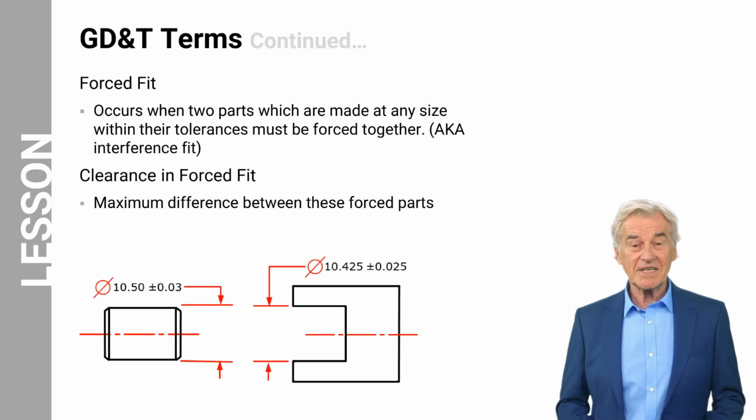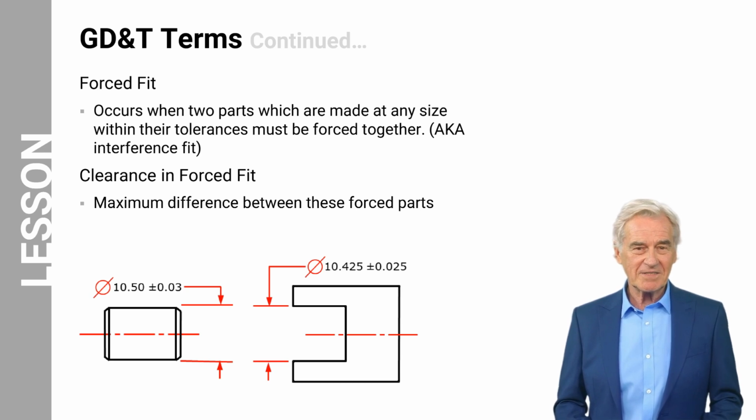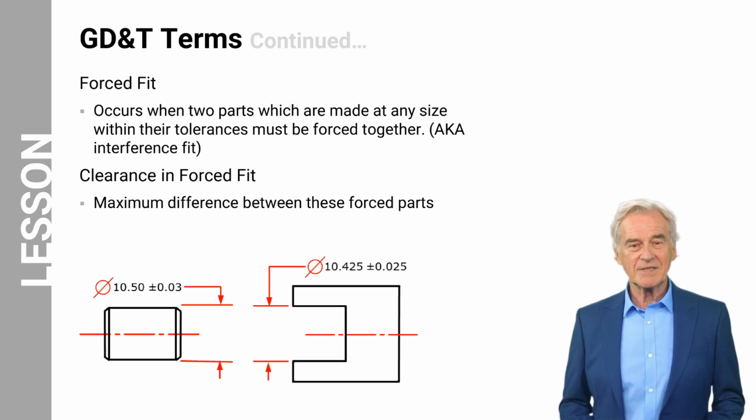A forced or interference fit occurs when two parts that are made at any size within their tolerances must be forced together. Because these two parts are designed to be such a similar size, it requires extra force to put them together. Once these two parts are forced together, they create an almost permanent assembly because they are so hard to separate.